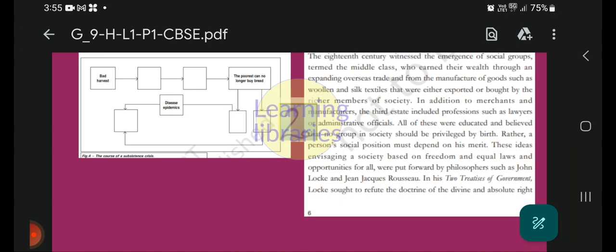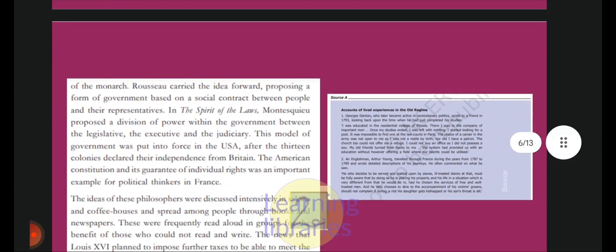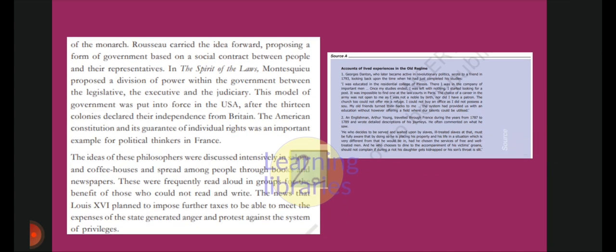In his Two Treatises of Government, Locke sought to refute the doctrine of the divine and absolute right of the monarch. Rousseau carried the idea forward, proposing a form of government based on a social contract between people and their representatives. In The Spirit of the Laws, Montesquieu proposed a division of power within the government between the legislative, the executive and the judiciary. This model of government was put in force in the USA after the 13 colonies declared their independence from Britain. The American Constitution and its guarantee of individual rights was an important example for political thinkers in France. So basically, you can see that different thinkers have helped a lot.